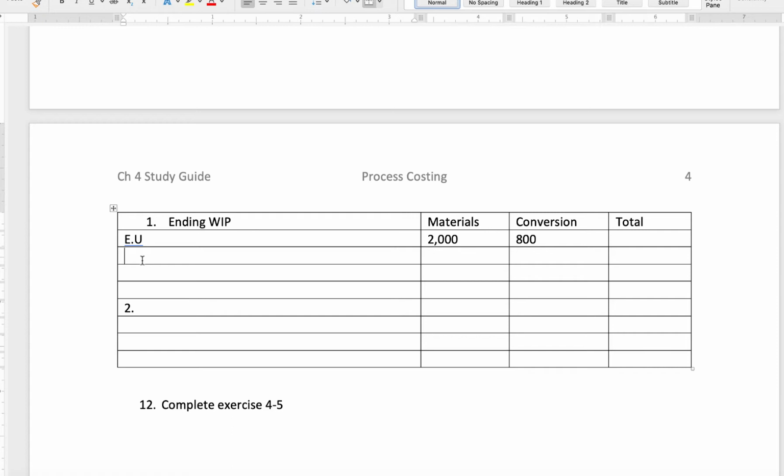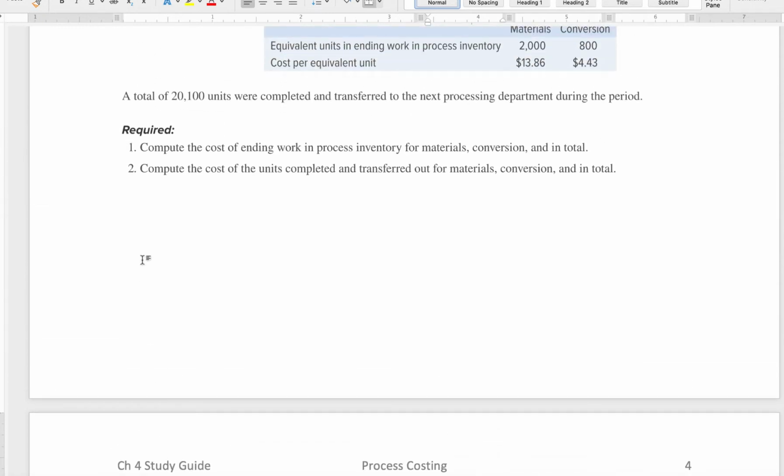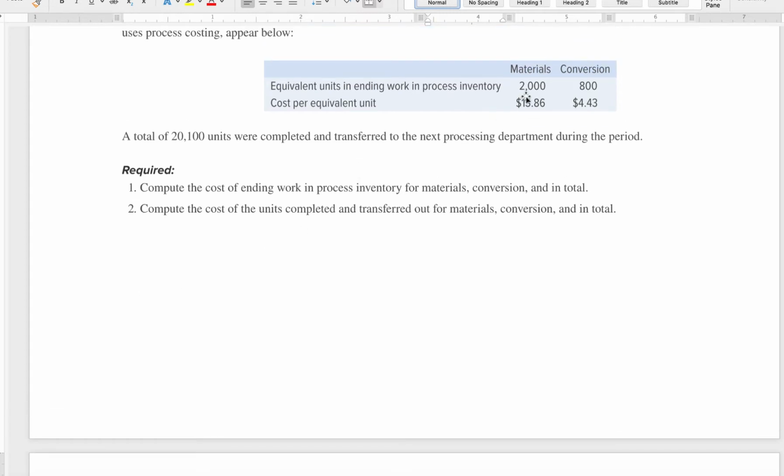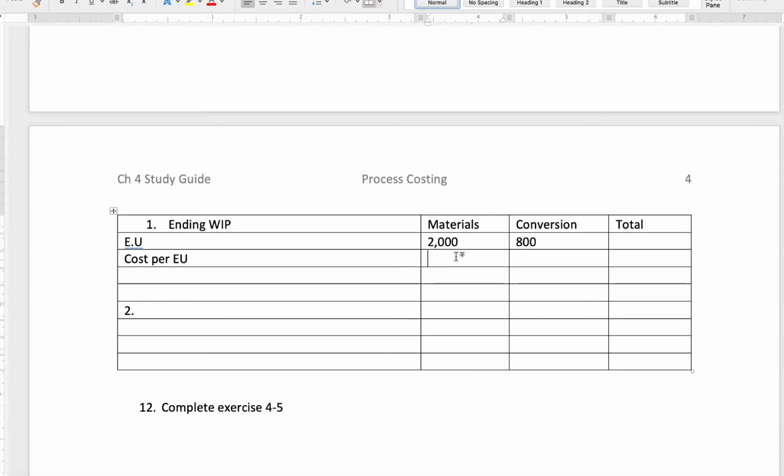Step two, I need to figure out what is my cost per EU, or equivalent unit. Well, that's easy because they gave it to us. It's $13.86 with respect to material. With respect to conversion cost, it's $4.43. So I'm just going to plug that in. 13.86 and $4.43. Okay? So now I need to figure out what's the cost of ending WIP.